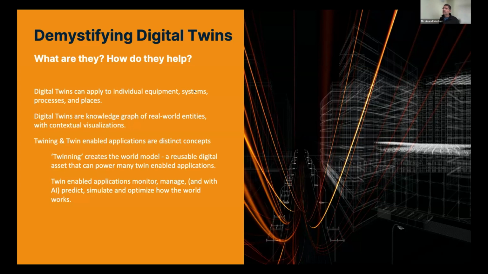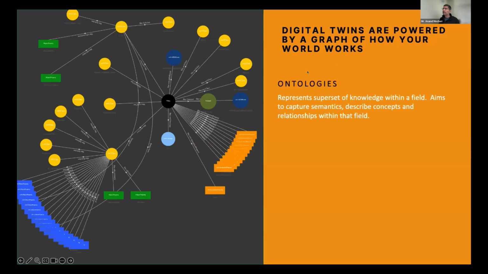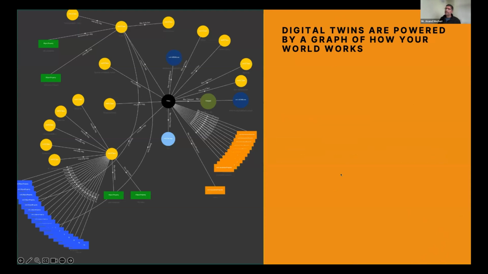Okay, so that was a high-level storyboard on what digital twins really mean. Now, we talked about digital twins being a graph of how your world works, right? And that's an important conversation. And as you can see in this diagram on the left, this represents the ontology of a fire management of a fire incident in a facility, right?